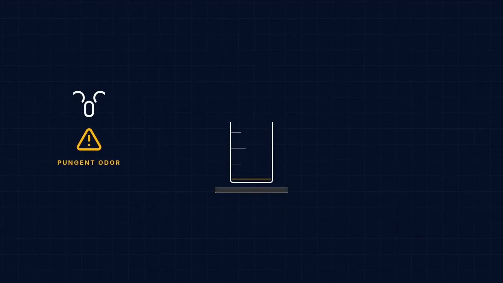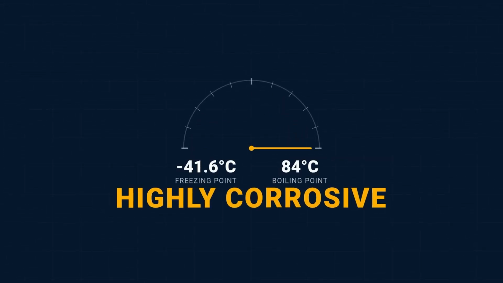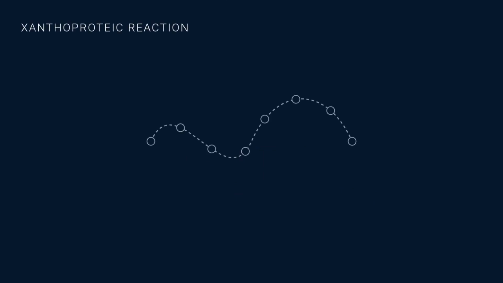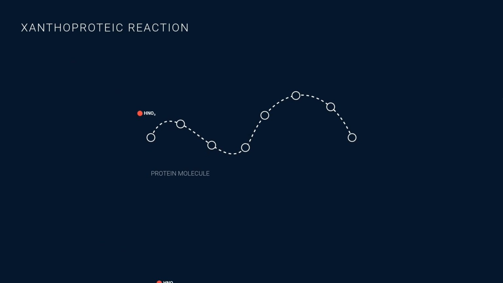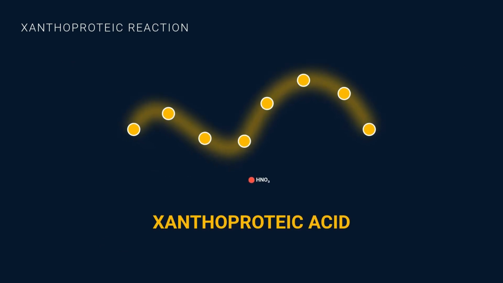It has a highly pungent, suffocating smell. It is heavier than water, with a specific gravity of 1.504. It boils at 84 degrees and freezes at minus 41.6. It is highly corrosive. If it touches skin, it reacts with proteins to form a yellow compound called xanthoproteic acid, leaving a nasty, painful yellow stain.